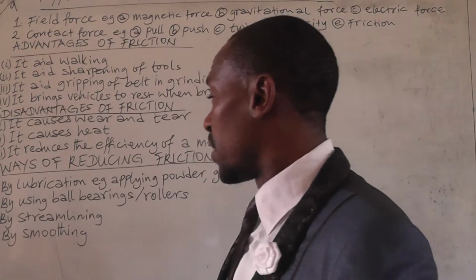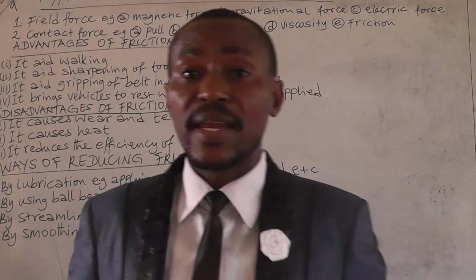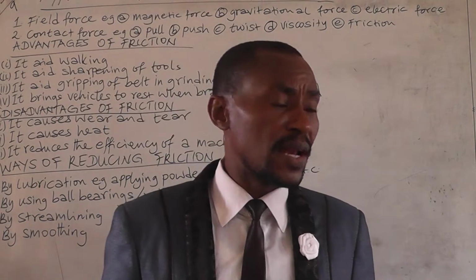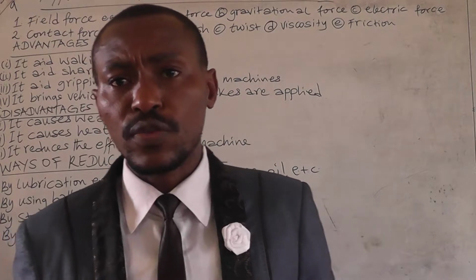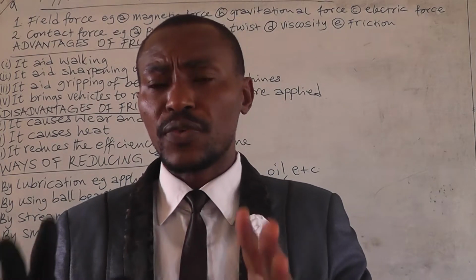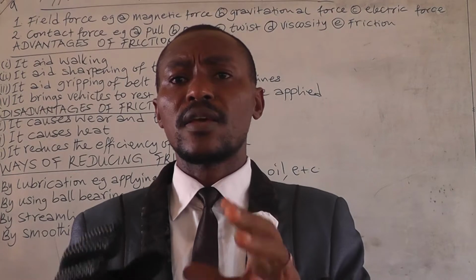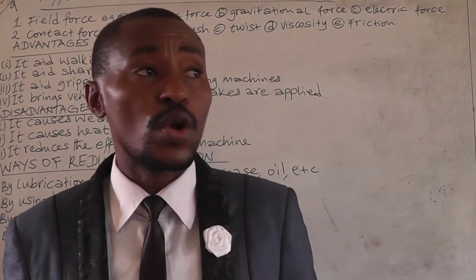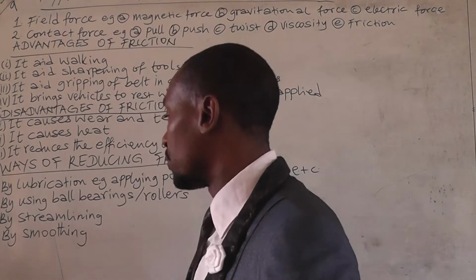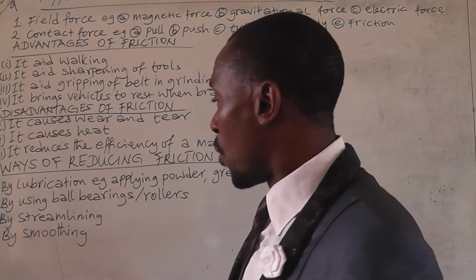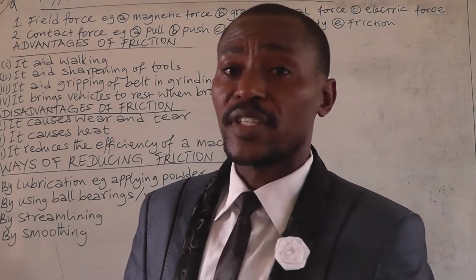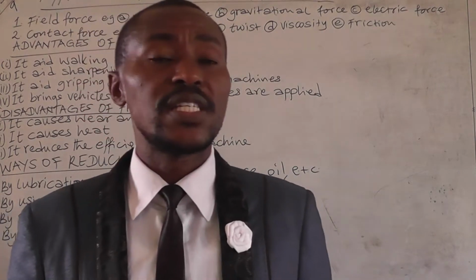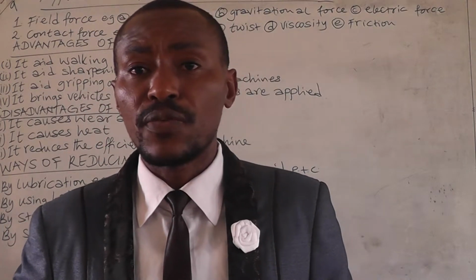Now, let's see point number three, by streamlining. You reduce friction by streamlining. When we say streamlining, we mean making a surface in a sharp or pointed form such that friction will not act on it very well. Now, point number four, which is the last point here, is by smoothing. When you smooth a surface, friction is reduced.